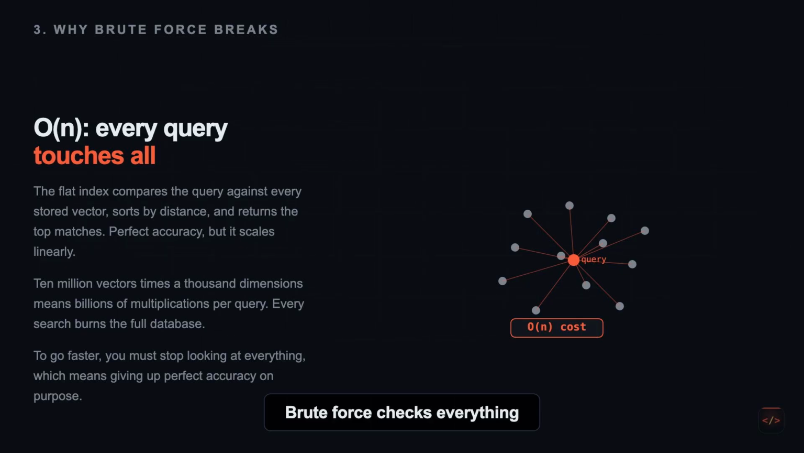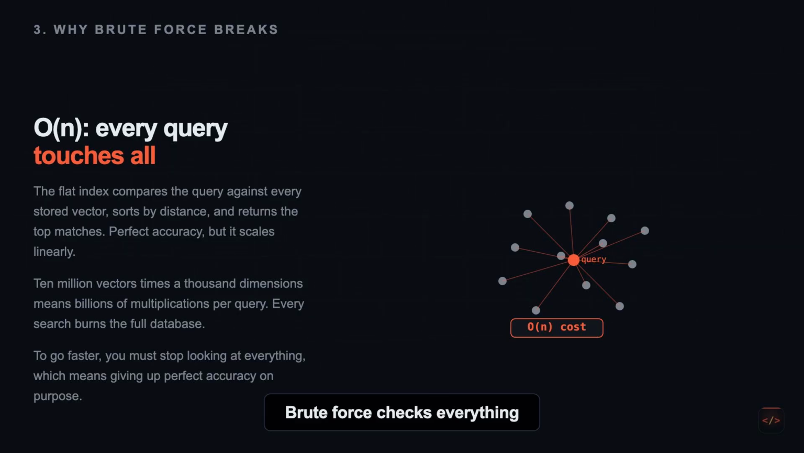So 10 million vectors with thousands of dimensions each means billions of multiplications per search. At that size, every query takes too long and burns too much compute. Accuracy is not the issue, but speed is. To go faster, you have to stop looking at everything, which means giving up perfect accuracy on purpose.